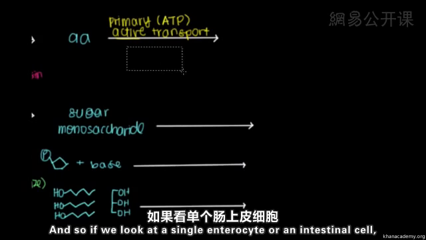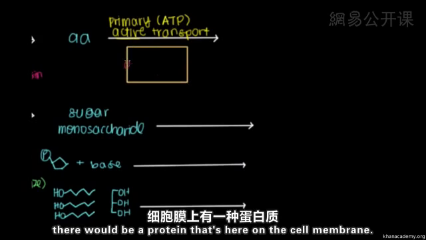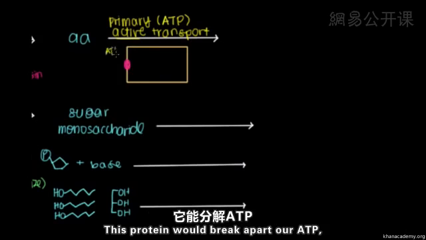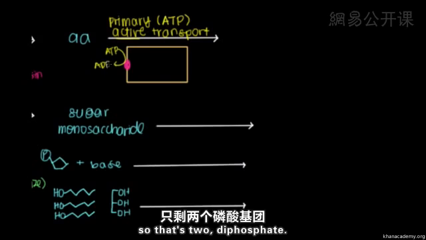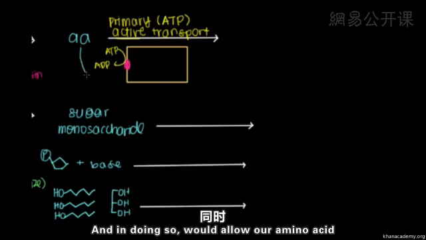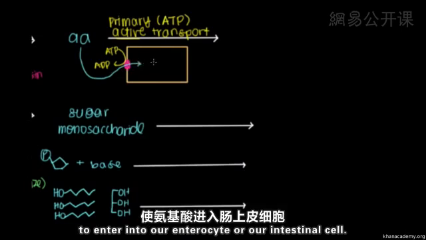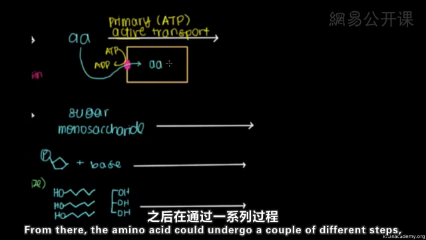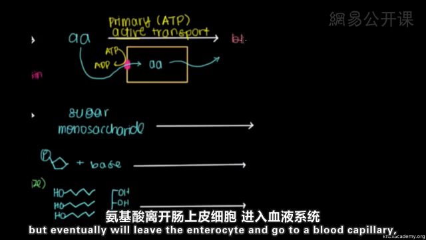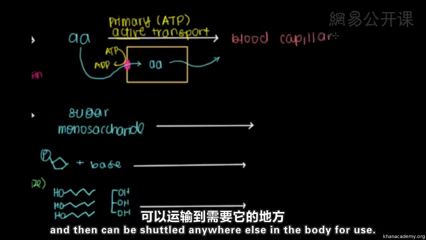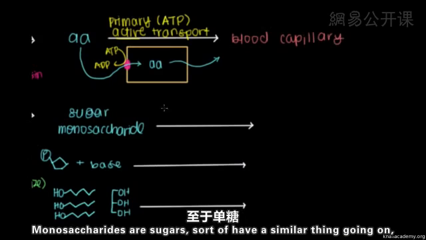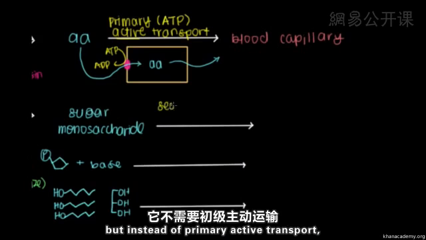And so if we look at a single enterocyte or an intestinal cell, there'd be a protein here on the cell membrane. This protein would break apart our ATP, cleaving off one of the phosphate groups to release adenosine diphosphate, so that's 2 phosphates, and in doing so would allow our amino acid to enter into our enterocyte, or our intestinal cell. From there, the amino acid can undergo a couple of different steps, but eventually will leave the enterocyte and go to a blood capillary, where it enters the bloodstream and then can be shuttled anywhere else in the body for use.